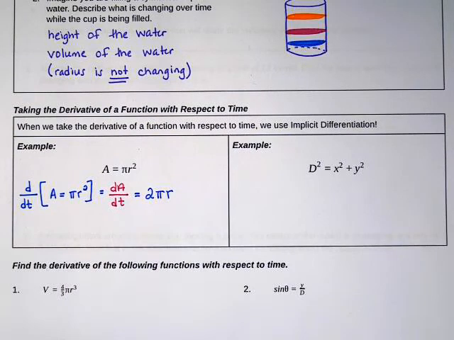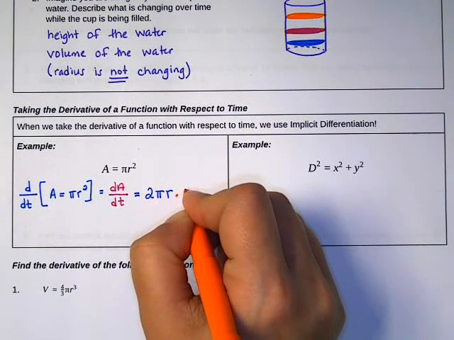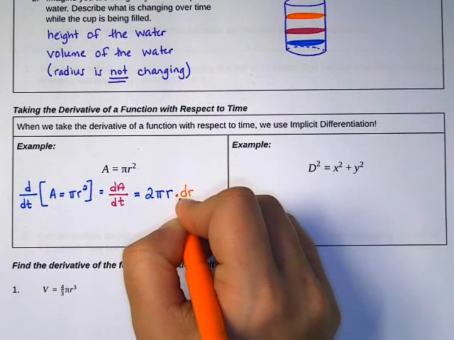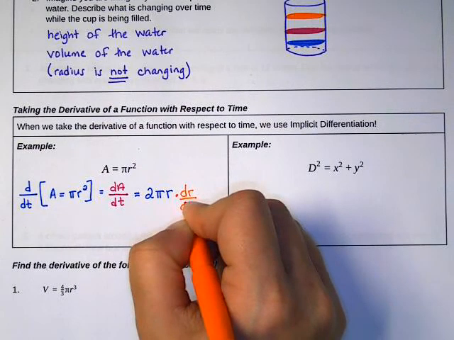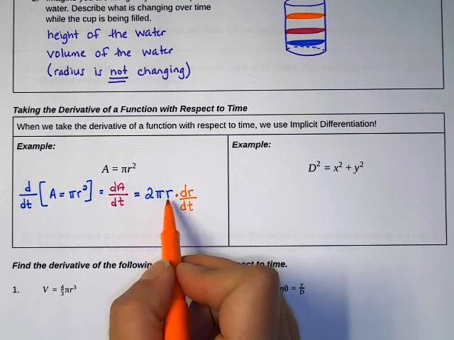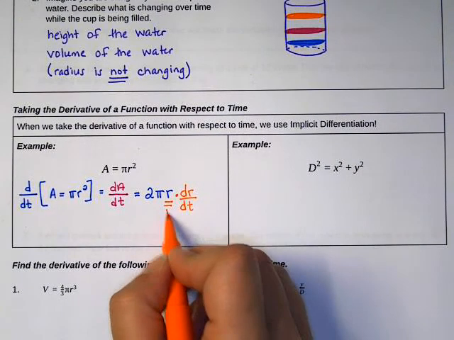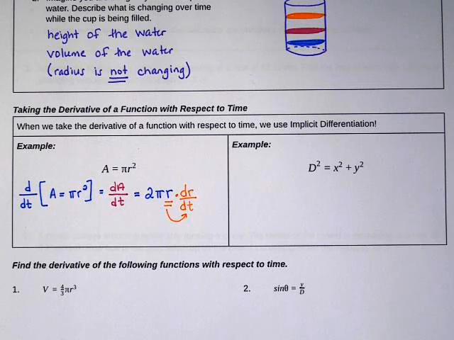But then, because I'm taking the derivative with respect to time, I'm going to multiply by dr over dt, because that's like using implicit differentiation. When you did the derivative of y, you wrote dy over dx. Well, now we're going to write dr over dt because the radius is also changing with respect to time.